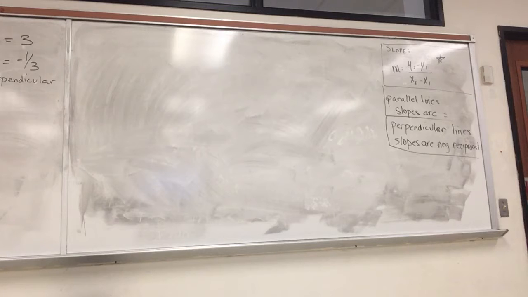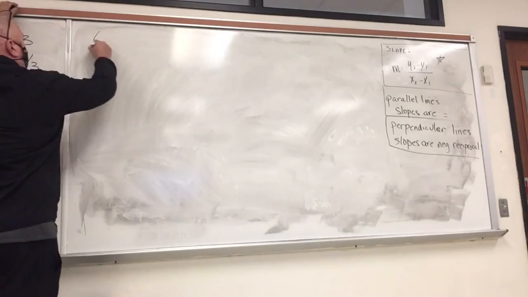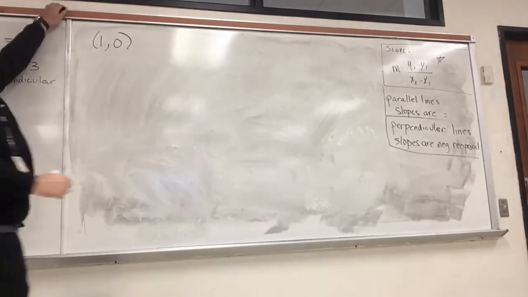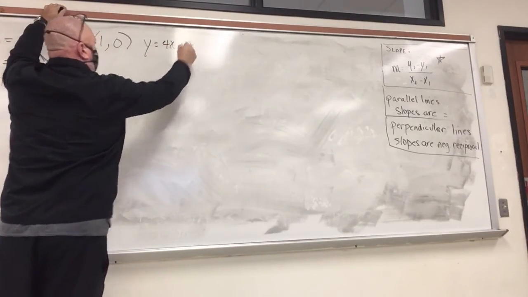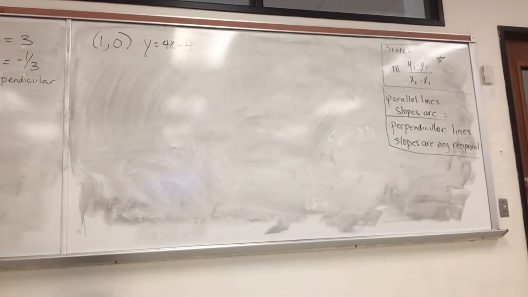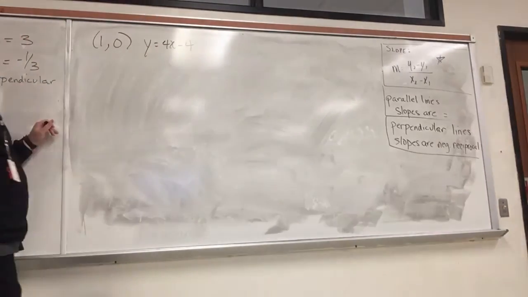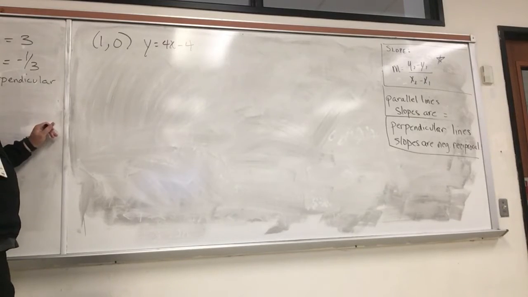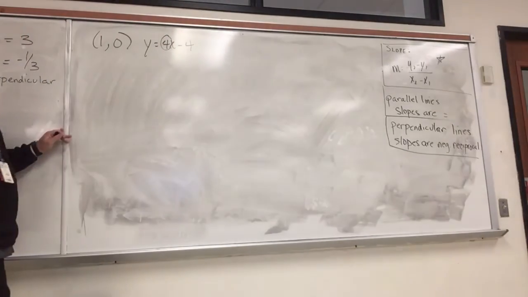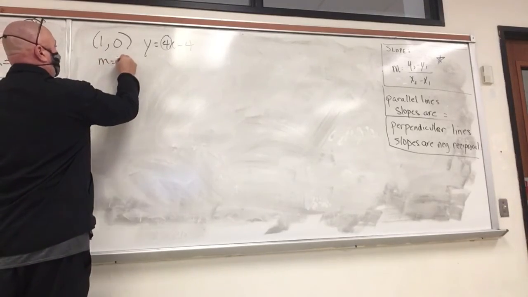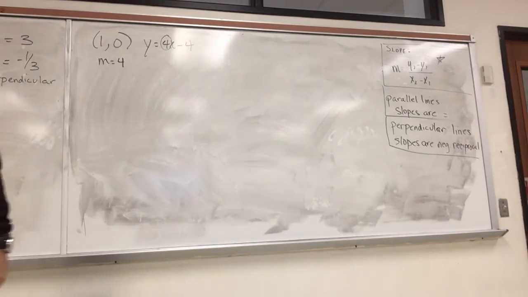Okay. So, this is what I know. I got this point that is (1, 0). And I got this equation, which is y equals 4x minus 4. Okay? All right. What's the slope of this line? It's 4, isn't it? It's right here. It's the number with the x. So m equals 4.